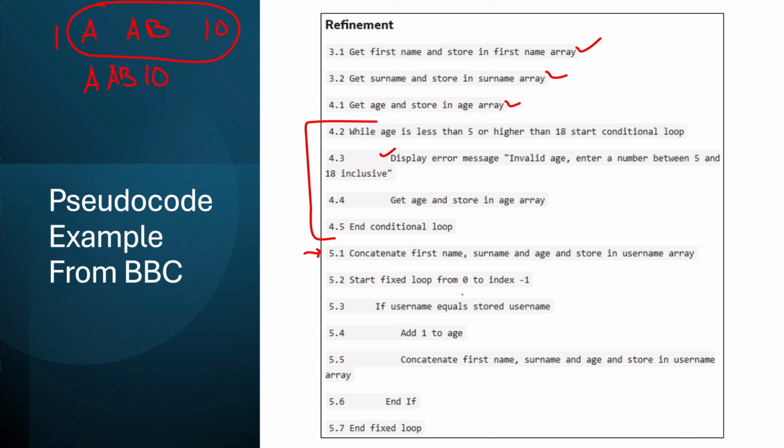Start fixed loop from 0 to index -1. If username equals stored username, so if the program creates a username and that username is already in the system, we can't use it obviously. So what it's going to do is add 1 to age. So that value that we had before, for example, this 10 here, we're going to change that to 11. And now when you concatenate it, it's going to be A, AB, and this is going to become 11. So it's going to be a different username. And we end the fixed loop as well.